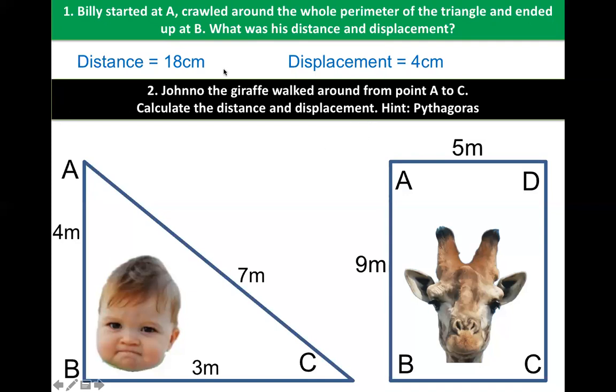Now let's look at the second one. Jono the giraffe walked around from point A to point C.